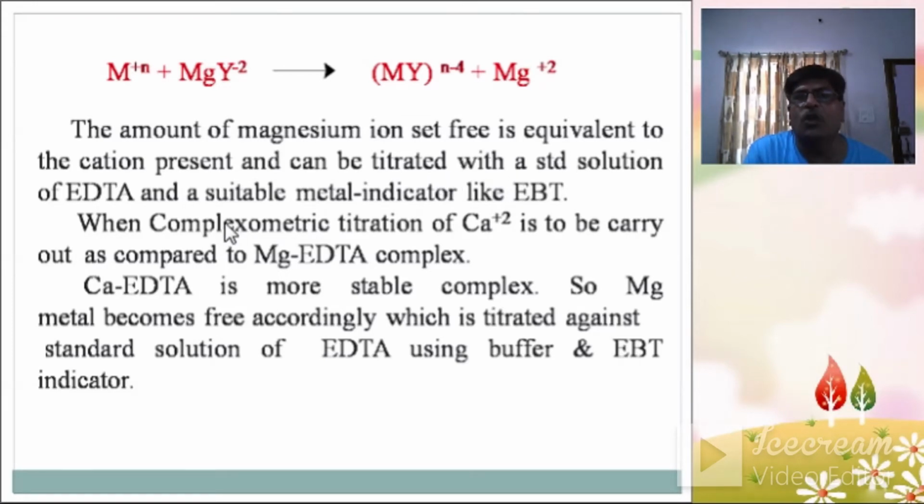When complexometric titration of calcium is to be carried out, compared to the magnesium EDTA complex, calcium EDTA is the more stable complex, so magnesium metal becomes free accordingly, which is titrated against a standard solution of EDTA using buffer and EBT indicator.